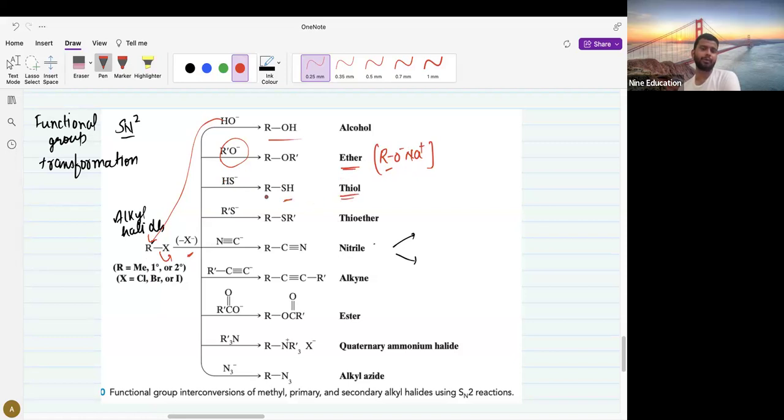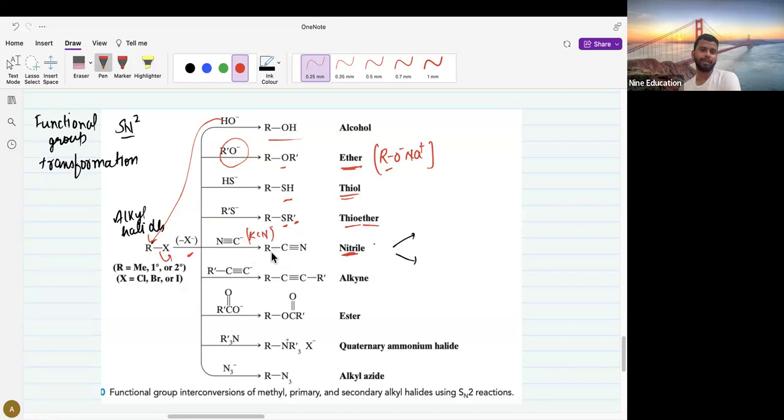Next is SH minus. So I can make thiol. SH is known as thiol. If I have S minus R, it is known as thioether. है ना? If you have oxygen with carbon on both sides, it is known as ether. If you have sulfur with carbon on both sides, it is known as thioether. है ना? Similarly, if we take CN minus, it will attack on carbon, remove X minus, it will give us nitriles. Nitriles, CN minus. Example here you can write KCN, right?